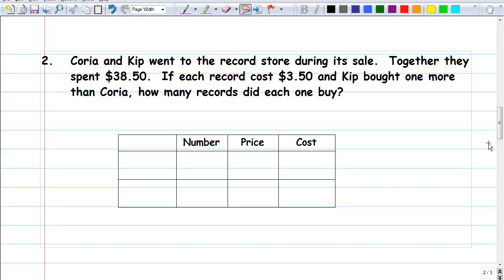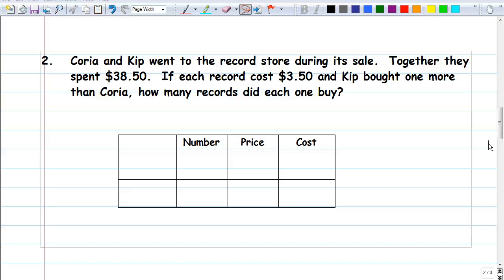First of all, do we know what's going on in this problem? What are they doing? They went to a record store, right? Do you guys know what records are? They're coming back nowadays because people like these old ones. It looks like a CD, but it's black and bigger. They bought some records and they spent $38.50, right? And it says each is $3.50.